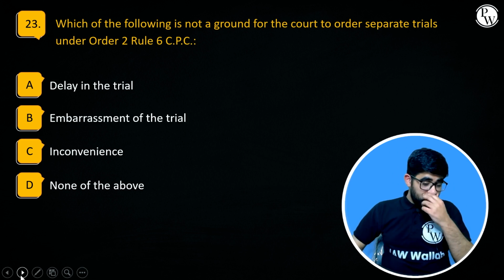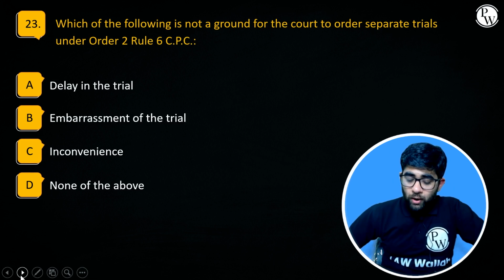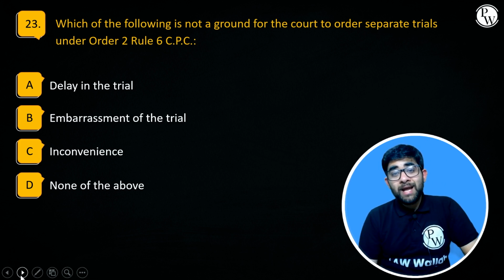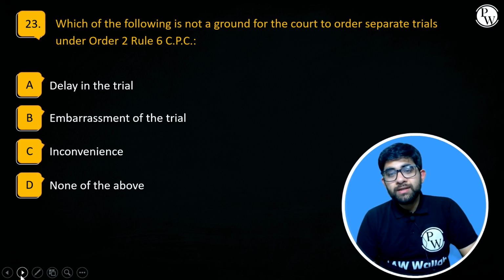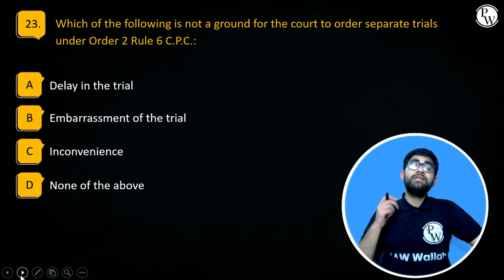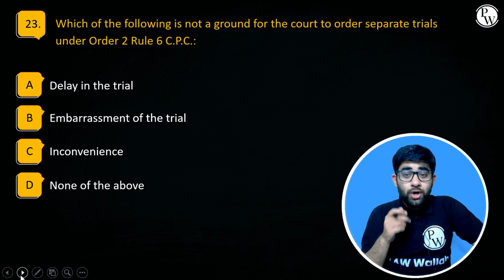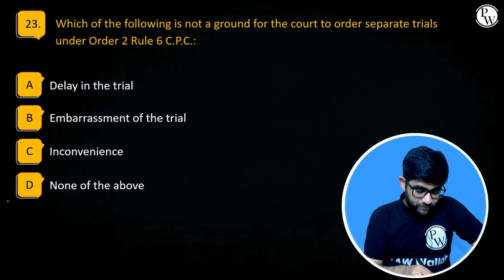23rd, which of the following is not a ground for the court to order separate trials under Order 2 Rule 6 CPC? Delay in trial, embarrassment of the trial, inconvenience, none of the above. The answer to this is none of the above, because in any of these cases, the court can order separate trials.